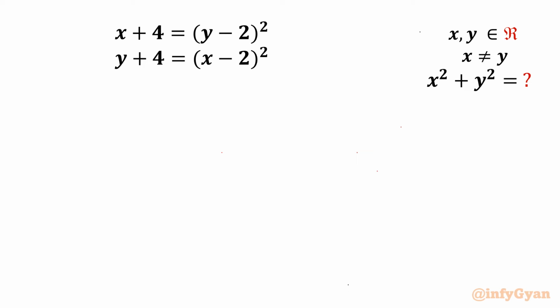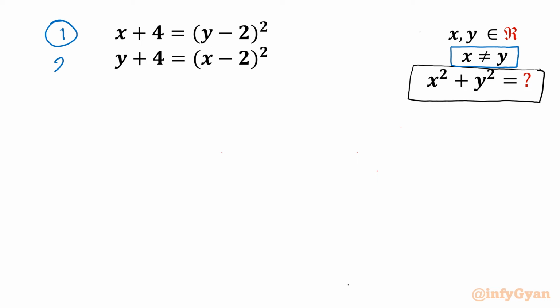Today we are going to simplify one algebraic expression, x square plus y square, if the known equations are x plus 4 equal to (y minus 2) whole square and y plus 4 equal to (x minus 2) whole square. Given x, y are real numbers and, most important, x cannot be equal to y.